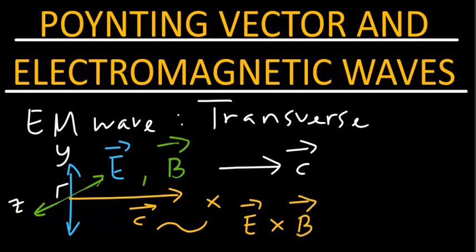When you use your right-hand rule and curl from, let's say, the E vector to the B vector, you will see the direction of your right-hand thumb pointing along the positive x-axis. In addition to this, there is a definite ratio between the magnitudes of the electric field and the magnetic field. It follows in the following manner: the magnitude of the electric field equals the speed of light, or the speed of the electromagnetic wave, times the magnitude of the magnetic field.